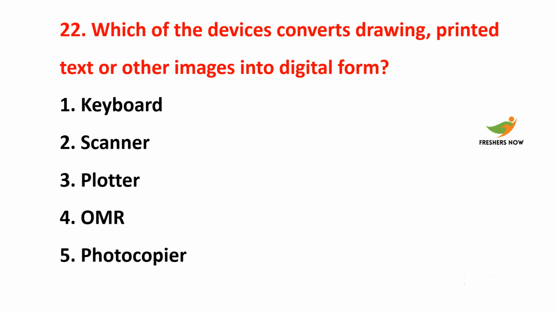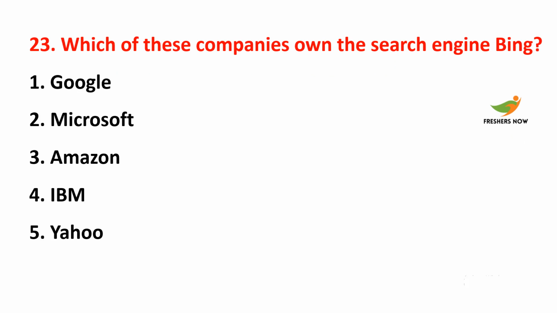22nd question. Which of the devices converts drawing, printed text or other images into digital form? And the answer is option 2, scanner. 23rd question. Which of these companies own the search engine Bing? And the answer is option 2, Microsoft.